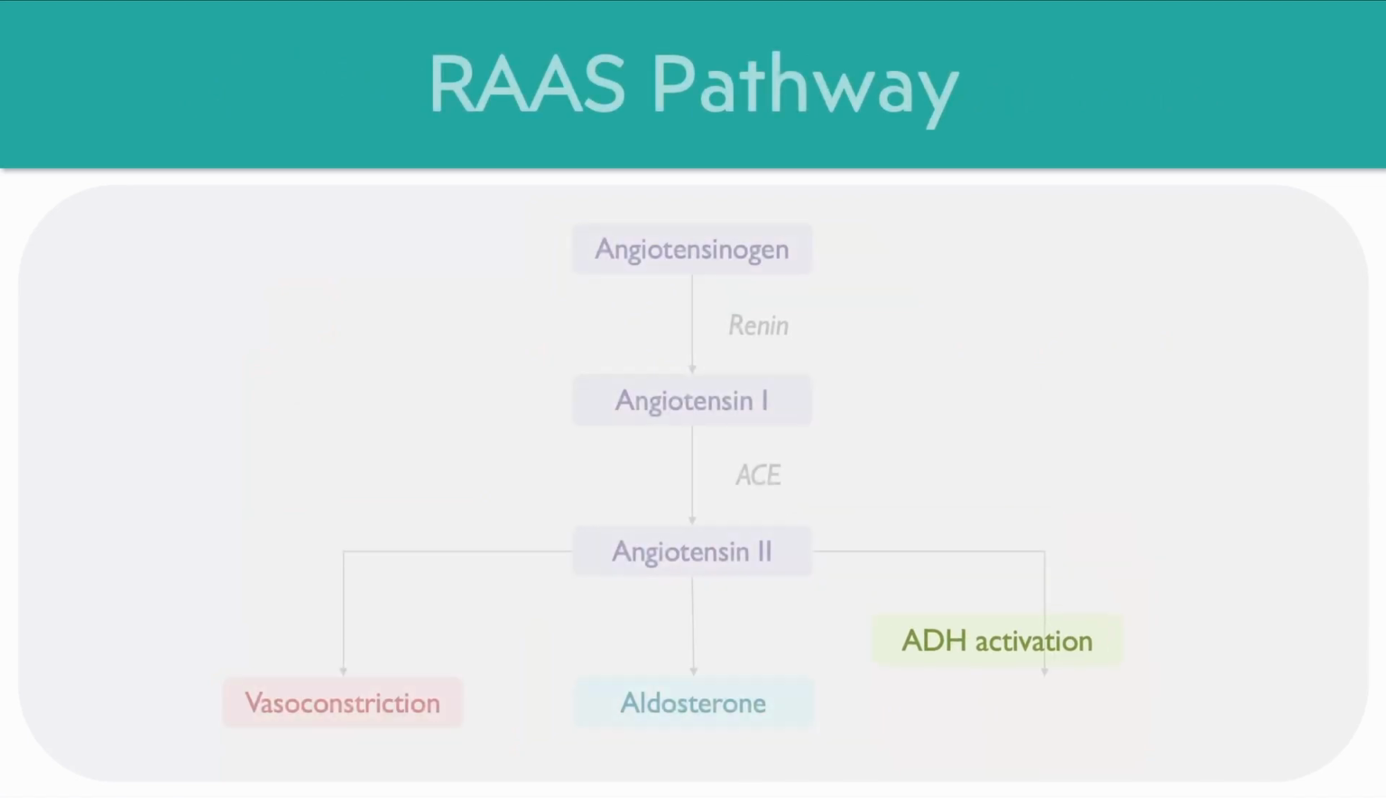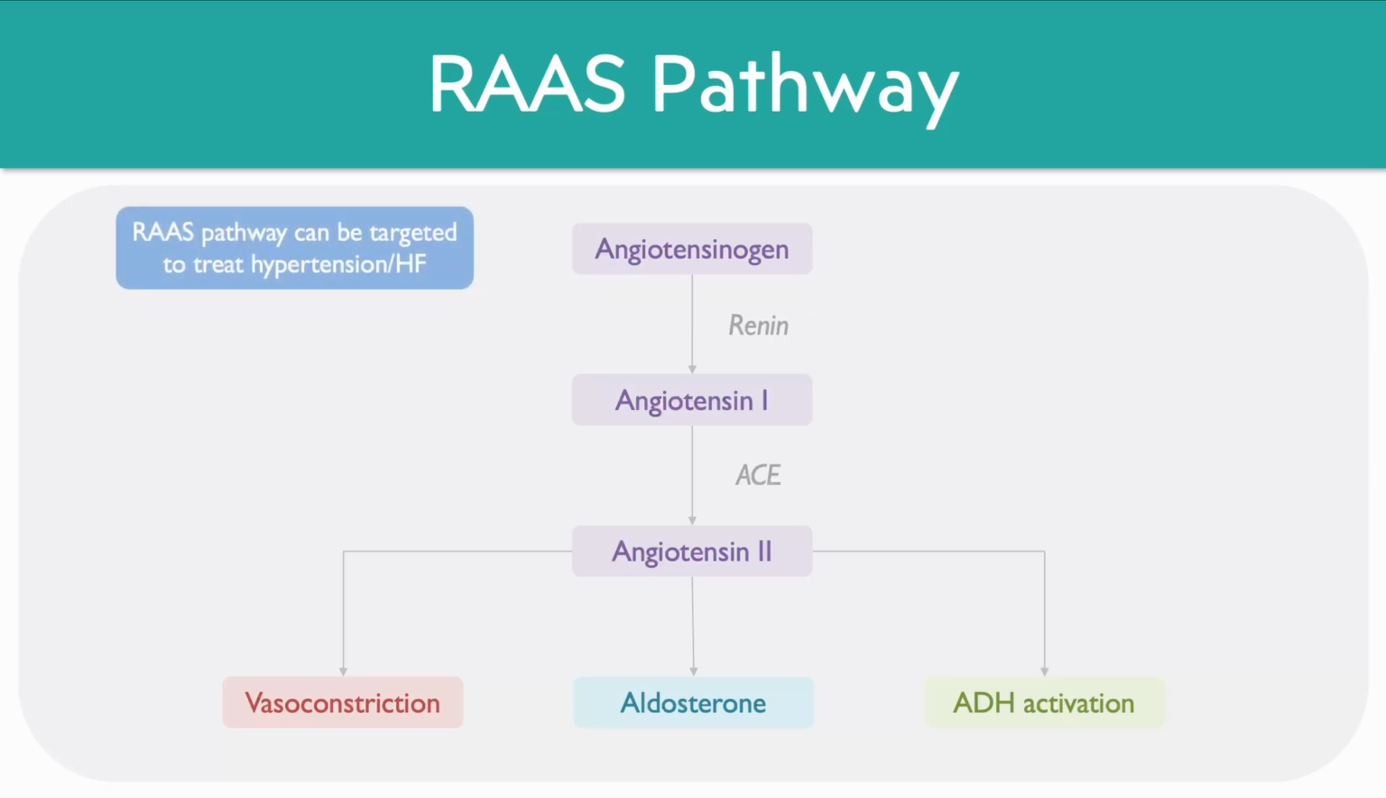Although the renin-angiotensin-aldosterone system is highly useful at dealing with sudden drops in blood pressure, it can be detrimental in conditions such as heart failure and hypertension, as the system seems to go into overdrive. Medications have been designed to target different parts of the RAAS pathway.